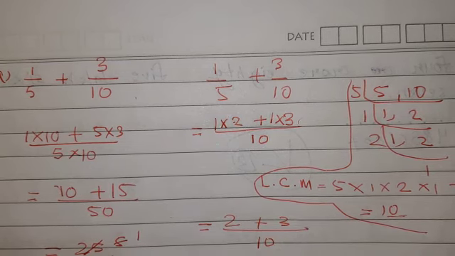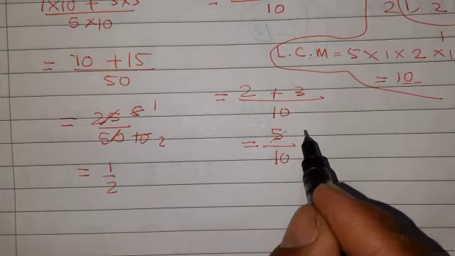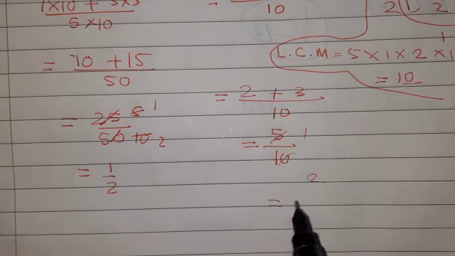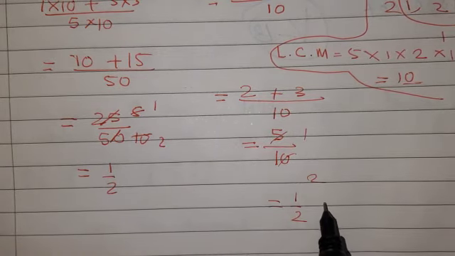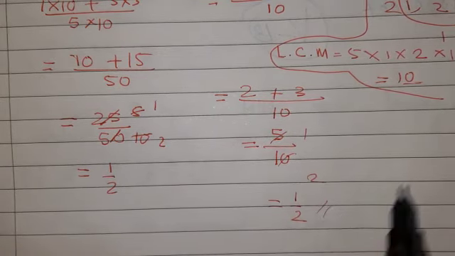2 plus 3, 5. And 10 is the denominator, isn't it? And the final answer is 5 by 10. If we reduce 5 by 5, 1, and 5 by 10, 2, the answer is 1 by 2. Okay? This is by the LCM method. This is the final answer. The answer is the same by both methods.